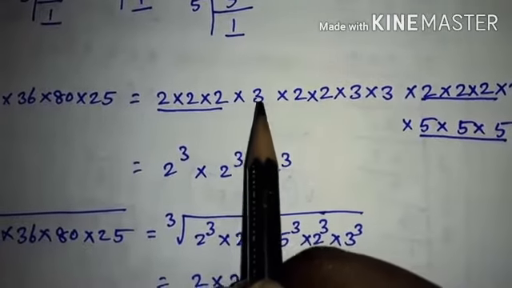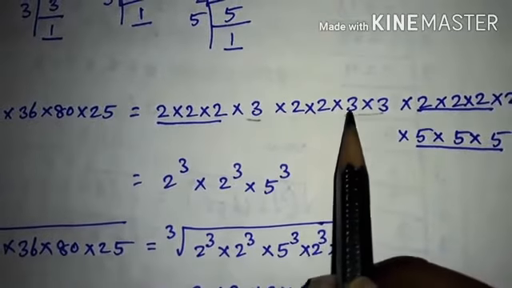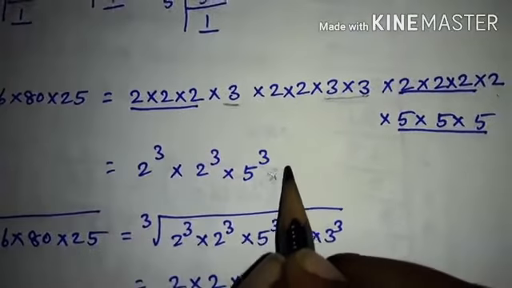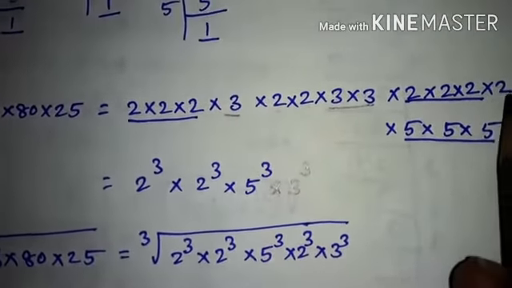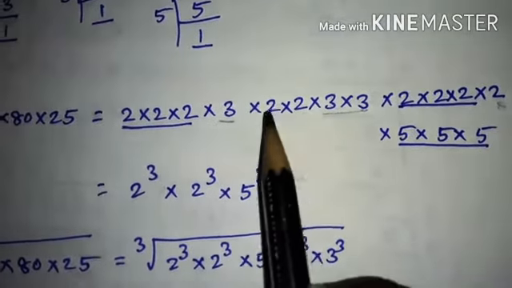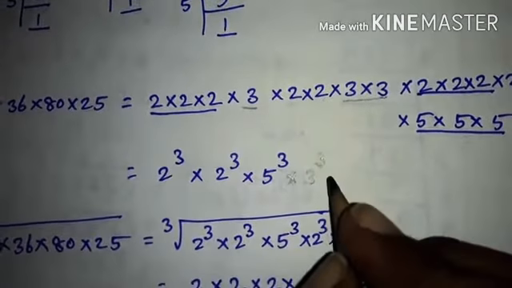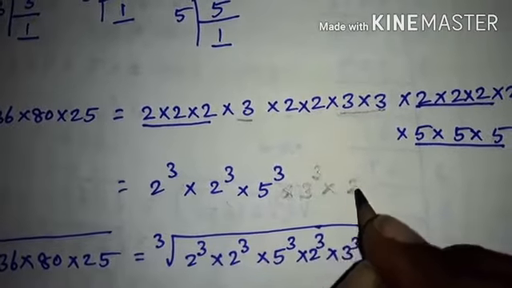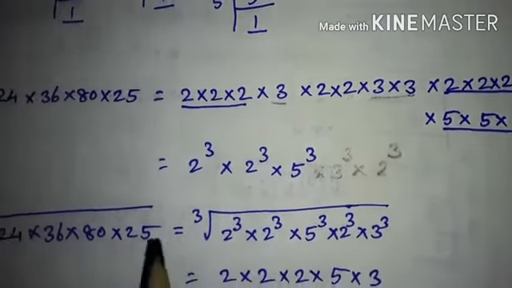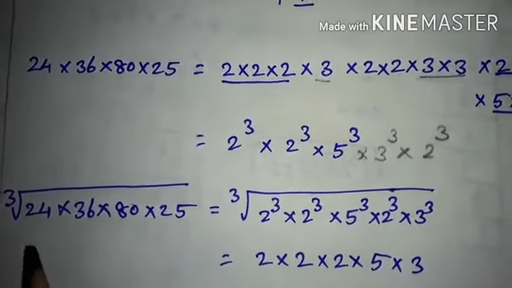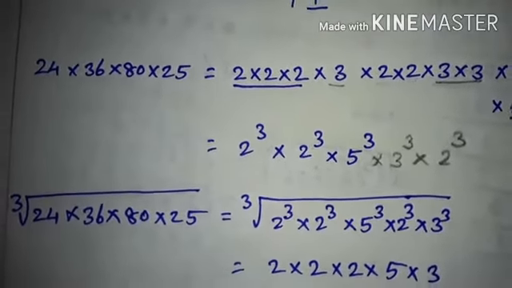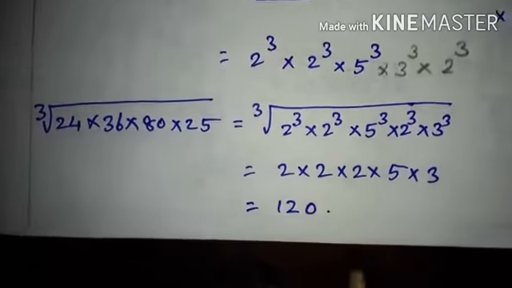We are going to group this 3 with this 3 into 3. Then we can write it as 3 cube. In the same way, we group these 2s, and we have one more 2 here. So we group these 2s, and we can group it as 2 cube. After grouping in cubes, you have to take the cube root of 24 into 36 into 80 into 25. We get the answer as 120.